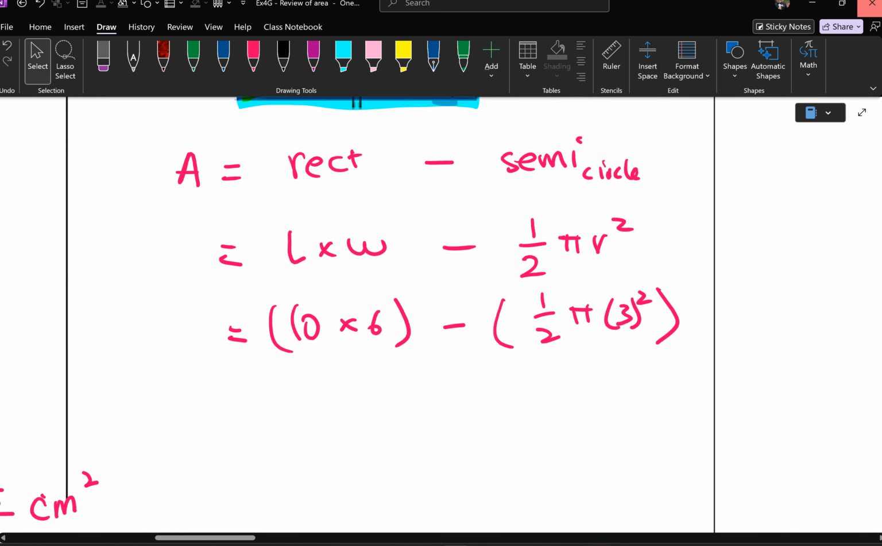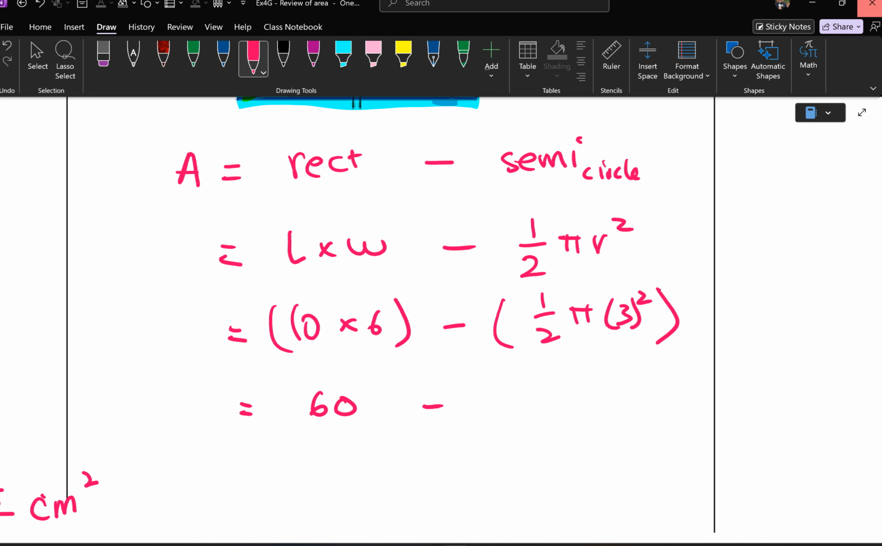Now we can plug it all in and simplify and solve. Here we go. 10 times 6 is 60 minus, technically this is half times pi times 9, which you can write as 60 minus 9 over 2 pi. Hopefully I didn't speed up too much there in fractions. If you wrote them all as a fraction, his denominator is 1. So 9 times pi times 1 is 9 pi, and then 2's on the bottom. Or 9 twos, 9 halves of pi.